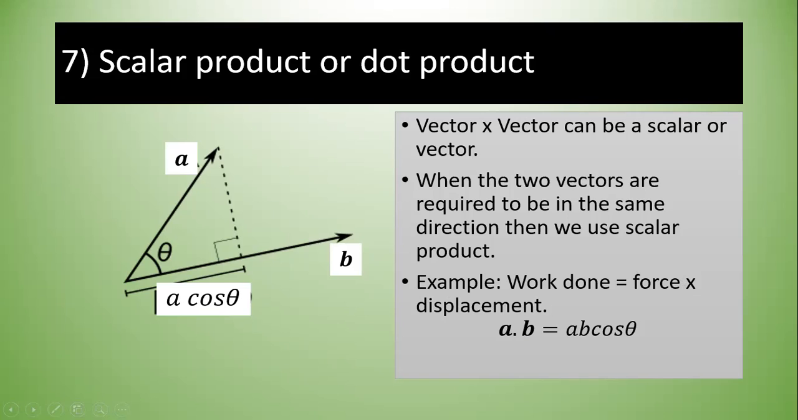So usually we resolve A in the direction of B. So this is A cos theta, where theta is the angle. Multiply these two together in the same direction: A B cos theta. Whenever we see cos theta, we know it's a scalar product. And remember, theta is the angle between the two vectors.